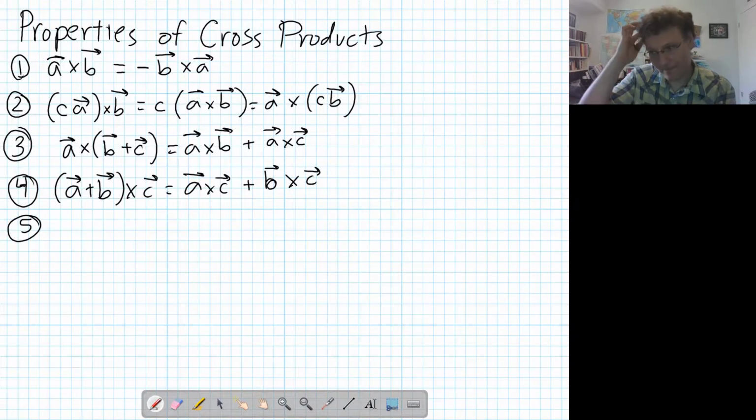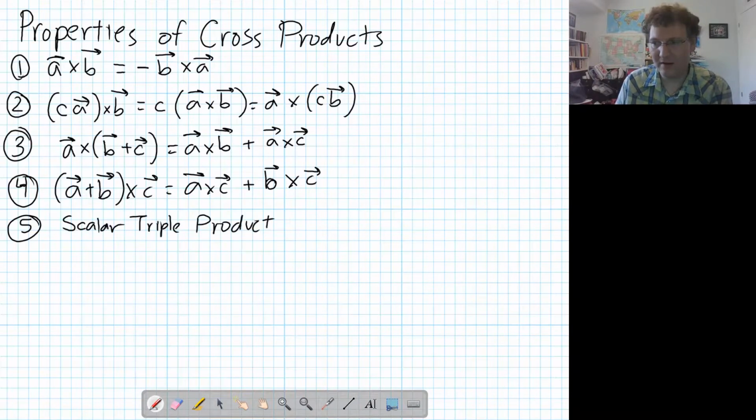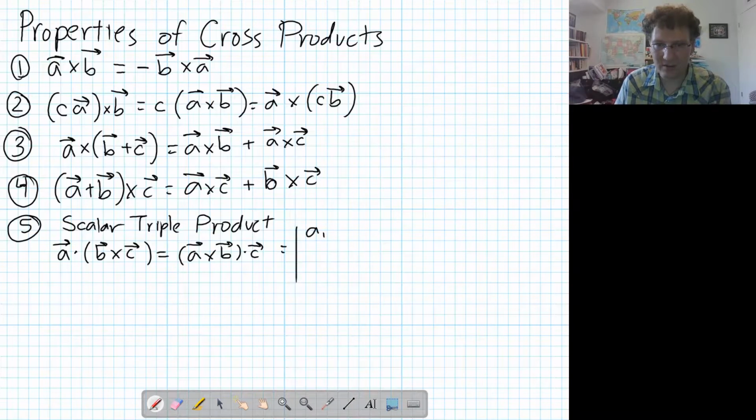Fifth thing is known as the scalar triple product. The scalar triple product says that A dot B cross C is equivalent to A cross B dot C, which could also be written as the determinant of the matrix with rows A1, A2, A3, B1, B2, B3, C1, C2, C3.